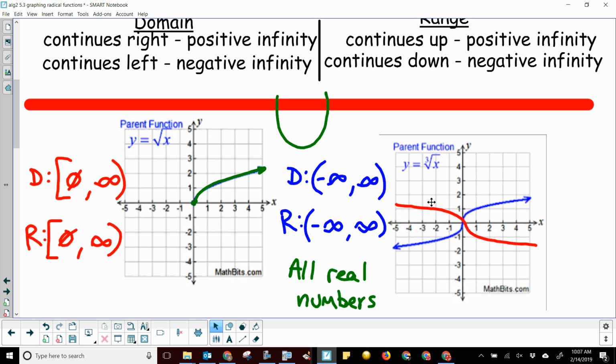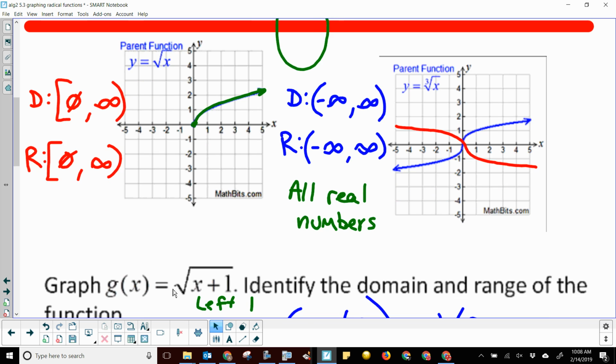Cube root is a little bit different because we can go all the way to the right, all the way to the left. It doesn't care about negatives or whatever. So my domain is actually all real numbers, or negative infinity to positive infinity. Range is the same way because this goes up forever, this goes down forever. Even if we flip it, that will go left forever and up, and that will go down forever and right. So cube roots have all real numbers for domain and range. It's not like the square root of x where you have some sort of restriction.